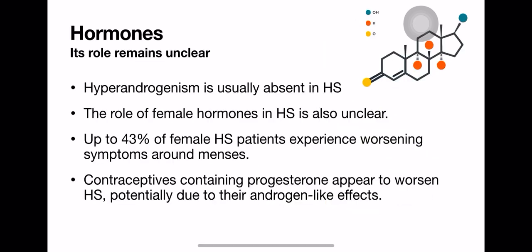So with regards to hormones, their role in HS pathogenesis remains unclear because hyperandrogenism is usually absent in HS. The role of female hormones is also unclear, but the journal noted that up to 43% of female HS patients experience worsening symptoms around menses, and contraceptives containing progesterone appear to worsen HS, potentially due to their androgen-like effects.